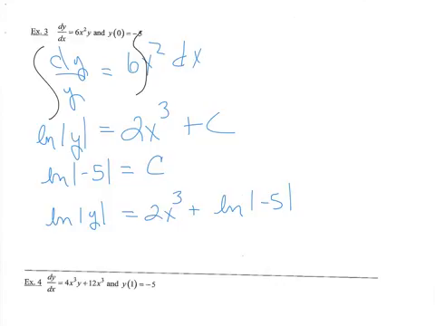Wait, so why can't it just be only 5? Because it's going to make a difference when we solve this for y. But isn't that going to be the constant? Negative 5 will be part of it.